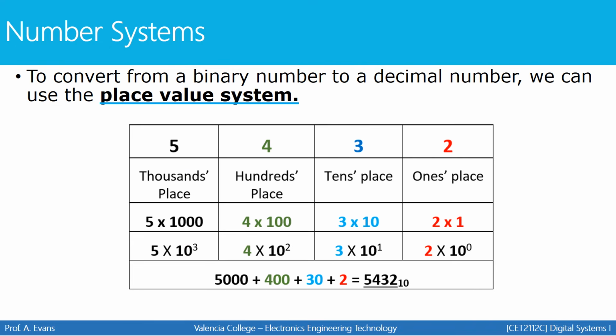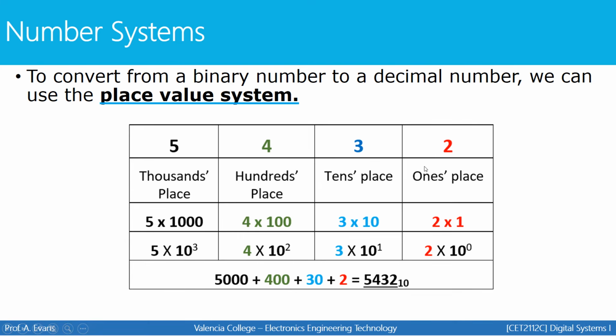So to learn how to convert from a binary number to a decimal number, we're going to go all the way back to 3rd or 4th grade when you learned about the place value system. Let's take the number 5,432, for example. We can break that down into a ones place, a tens place, a hundreds place, and a thousands place. We know that the ones place begins on the right, and as we go to the left, each place increases by a factor of 10.